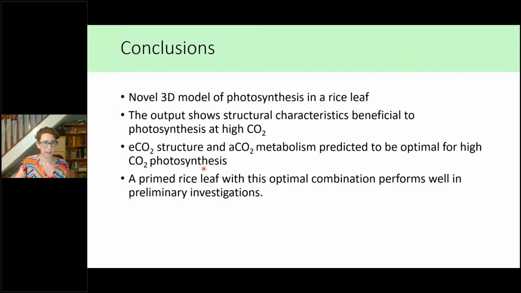And then I think I've said most of that, but we've created a novel 3D model of photosynthesis in a rice leaf. The output from that shows that structural characteristics beneficial to photosynthesis at high CO2 are most of the elevated characteristics, and there's a couple that aren't quite so beneficial. A rice leaf with elevated structure and ambient metabolism is predicted to be optimal for high CO2 photosynthesis. And we've shown that the Malaysian primed rice leaf with this optimal combination does perform well in preliminary investigations.